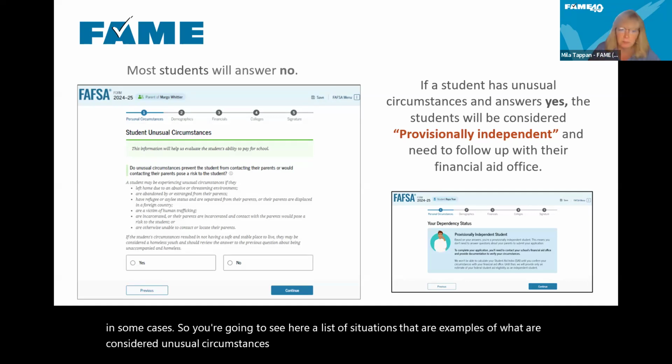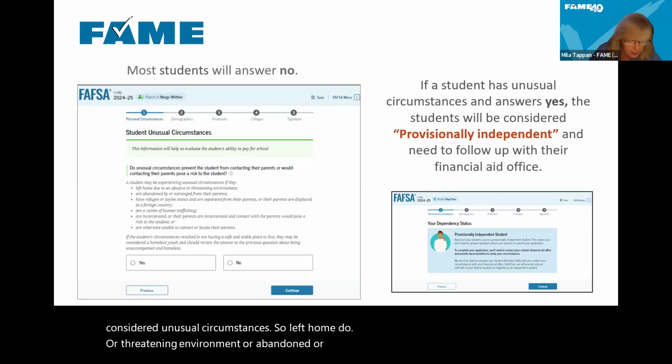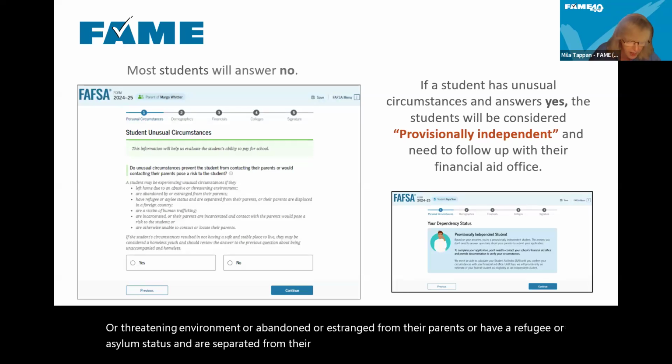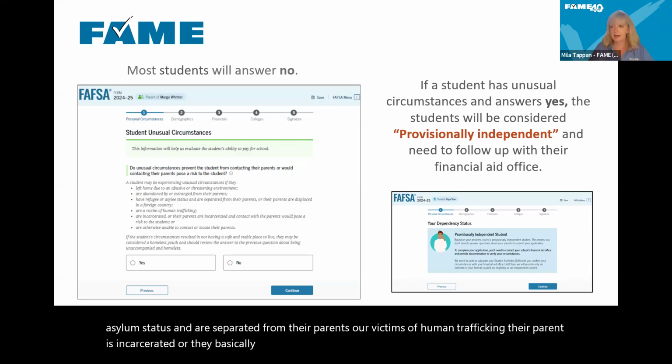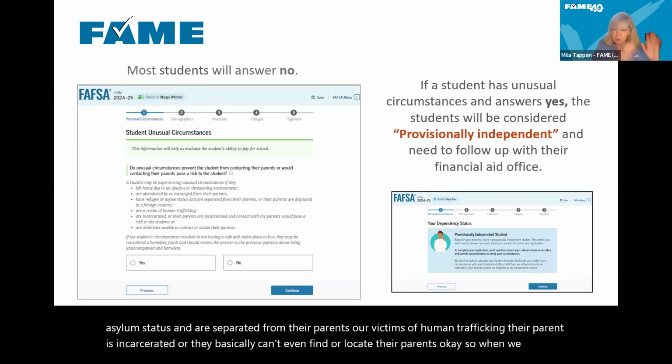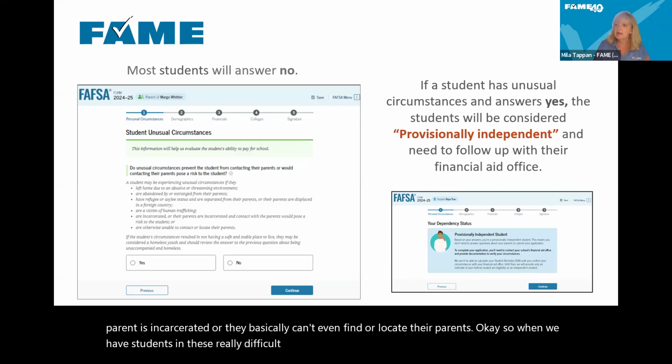So left home due to an abusive or threatening environment, or abandoned or estranged from their parents, or have refugee or asylum status and are separated from their parents, are victims of human trafficking, their parent is incarcerated, or they basically can't even find or locate their parents, okay? So when we have students in these really difficult situations, they can check yes to this question.